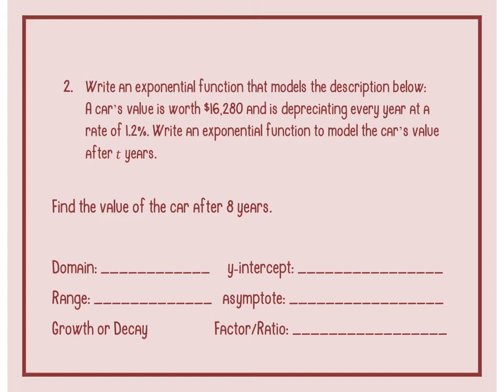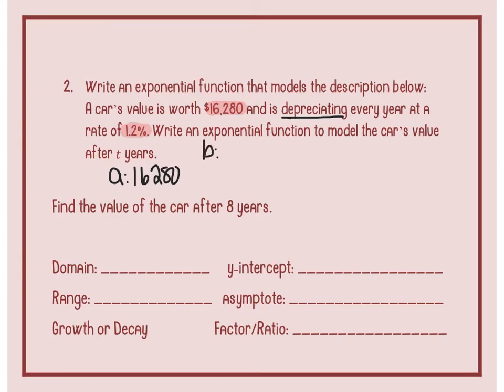So we're going to do the same thing we did in the last one. We were given that the car was worth this much. It was depreciating by this much. And the keyword is depreciating, which means this model is also going down. So my A value is 16,280 because that's your starting point. That's where the graph starts.